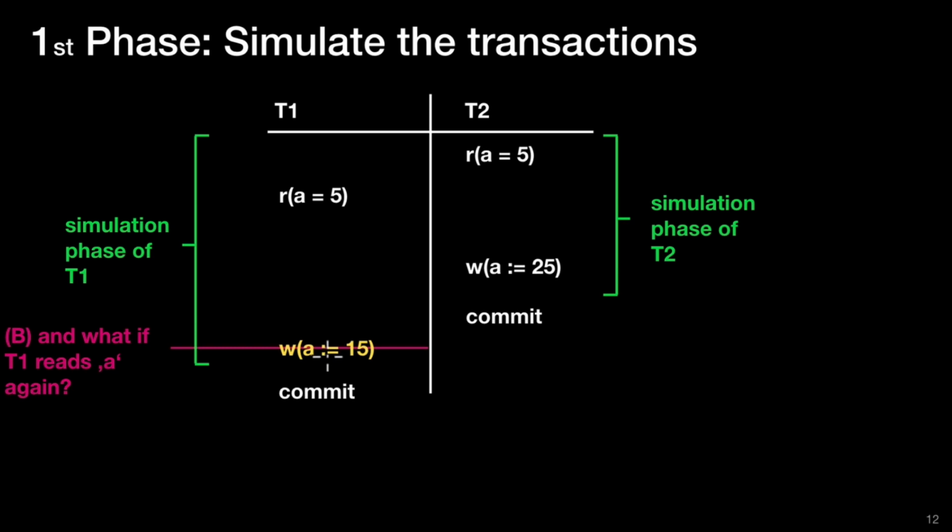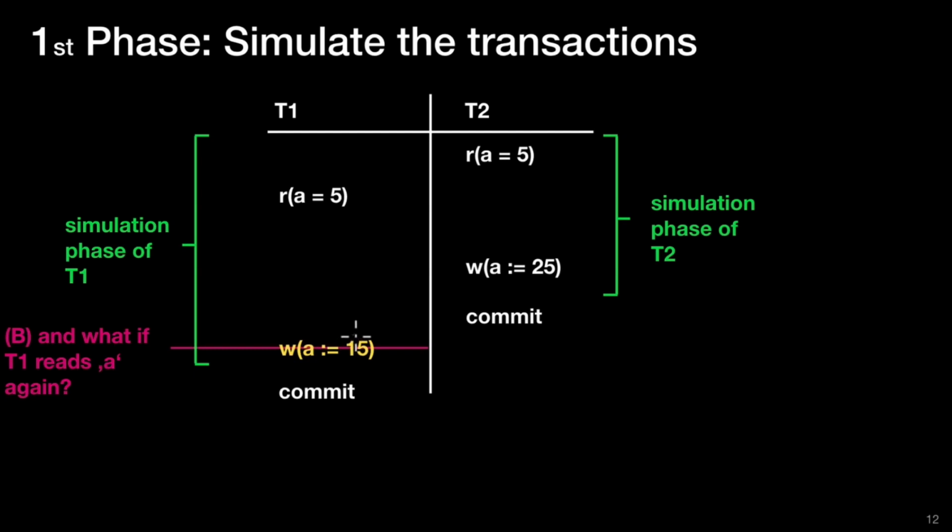What happens with B, and what if T1 reads A again? At this point in time, you could say, hey, that's fine. Why would I operate on this old version of A? I could still read the most recent version. A at this point in time in the database state is set to 25, so why not read this 25 again and then do this write operation?